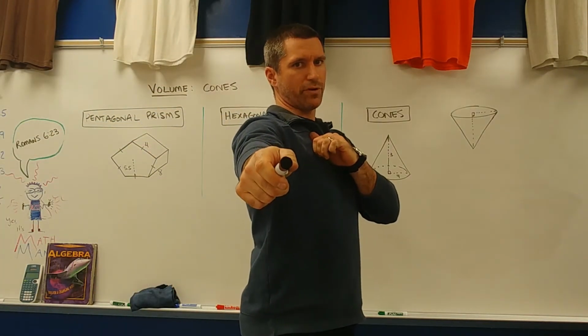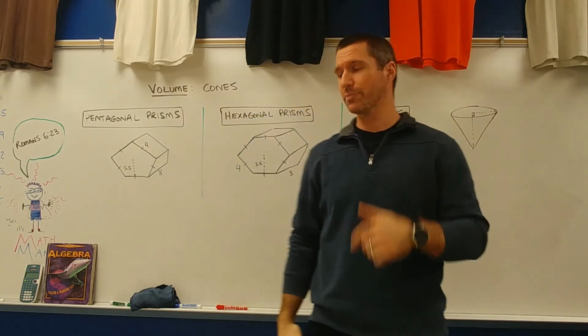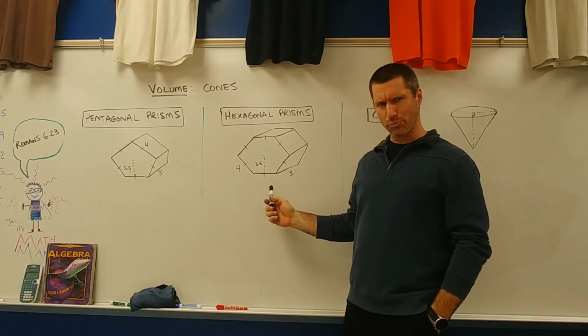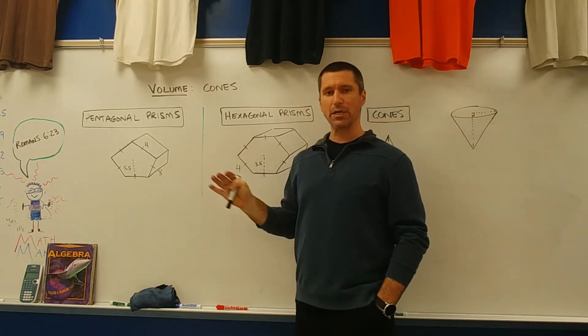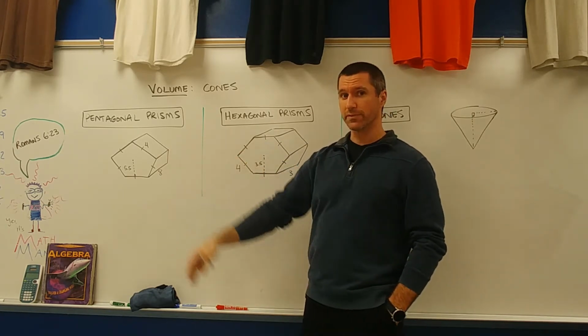Hey, let's do volume again. Yesterday we did cylinders. There was a worksheet that I wanted you to try. The answers are on the last page. I said these are a challenge right here. I talked about the hexagonal prism. Now let's also talk about the pentagonal prism as well. How do you find the volume of those two figures?